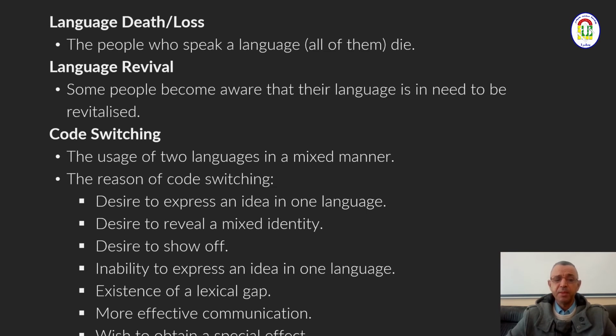Another reason for code switching is the desire to reveal a mixed identity. In society, sometimes you find people who have this feeling of wanting to show off, to show that they know many languages. They code switch from one language to another. So here we have two reasons: to show that the speaker has a mixed identity, and that the speaker wants to show off.